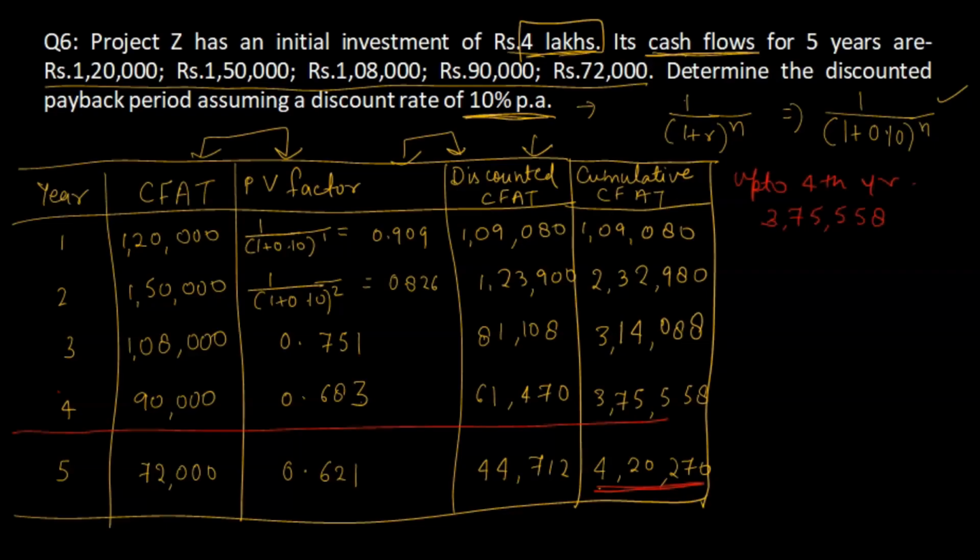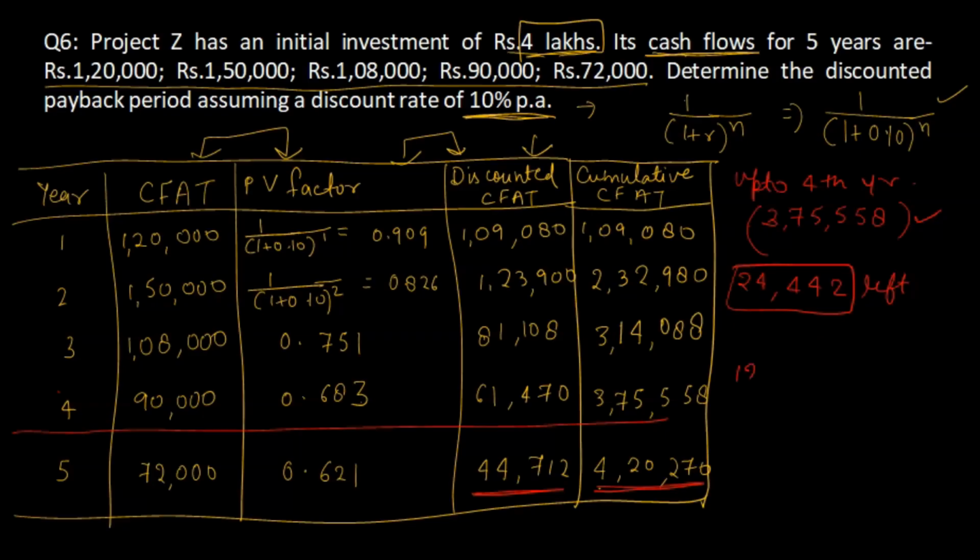We need 4 lakh. So how much more do we need? 4 lakh minus this amount, just subtract. So we have 24,442 left. This amount we need in the 5th year. Up to 4th year we are getting 3,75,558, but we need only 4 lakh. So to make it reach 4 lakh, we need only 24,442. In the 5th year we need this amount, but in the 5th year we are getting 44,712.